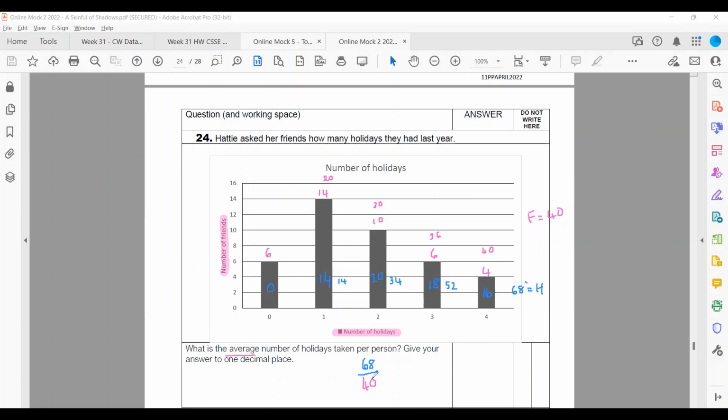Now, if you weren't sure which way round to do this, you're trying to find the average number of holidays taken per person. Also, you have a minimum of 0 holidays and a maximum of 4 holidays. Your average is going to have to come between 0 and 4. If you set this fraction up the other way as 40 over 68, you would be between 0 and 1, which would be unlikely to be the correct answer. So again, you can use logic to correct yourself if you need to. But we're going to do 68 divided by 40.